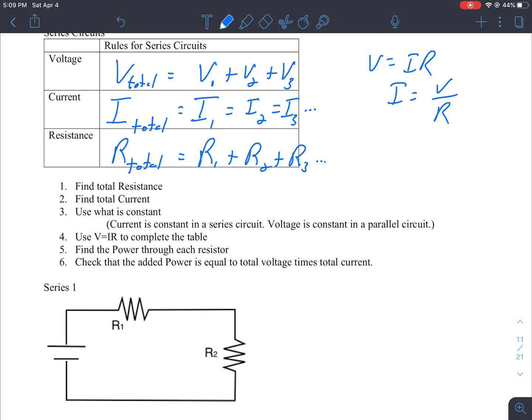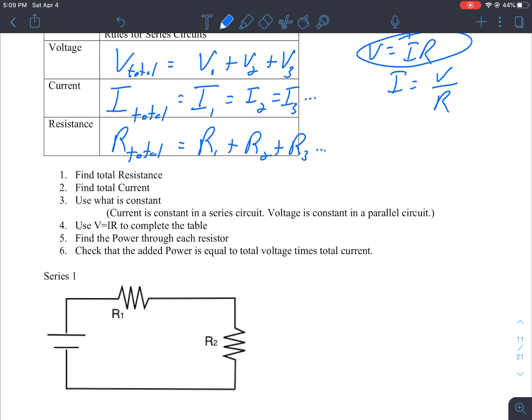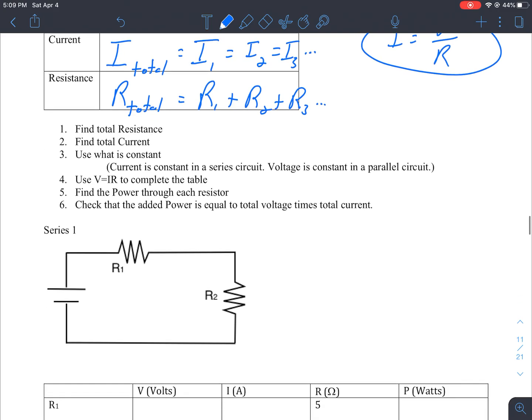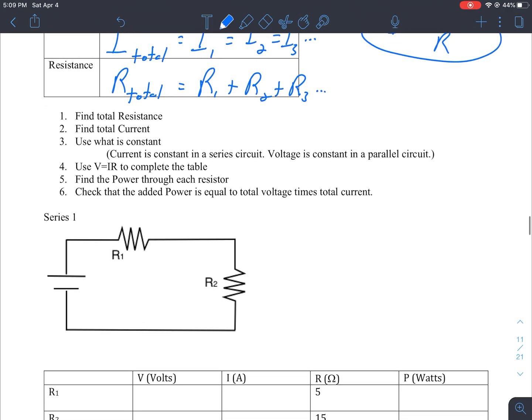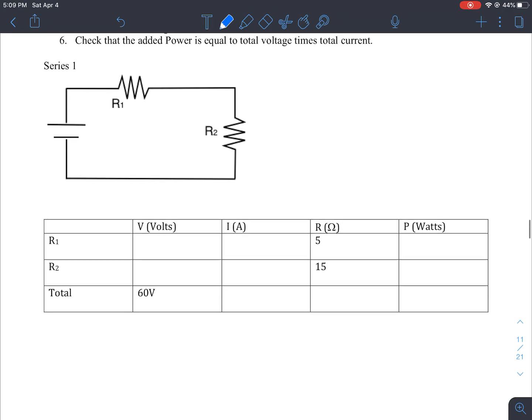Okay, so those are rules that we're going to abide by, and we're going to be utilizing Ohm's law. I equals V over R, or VIR. So we're going to complete a VERP chart.